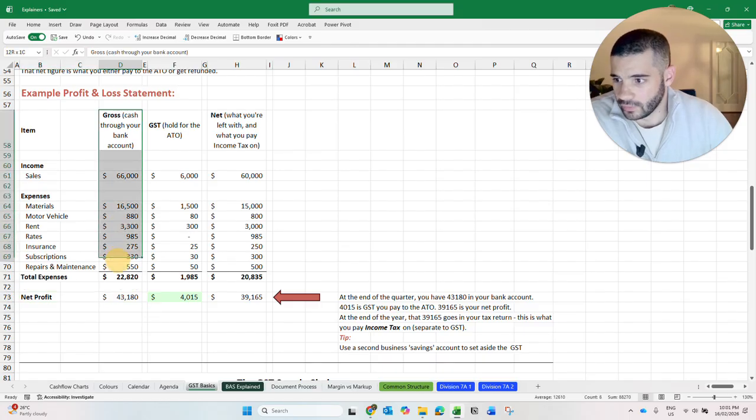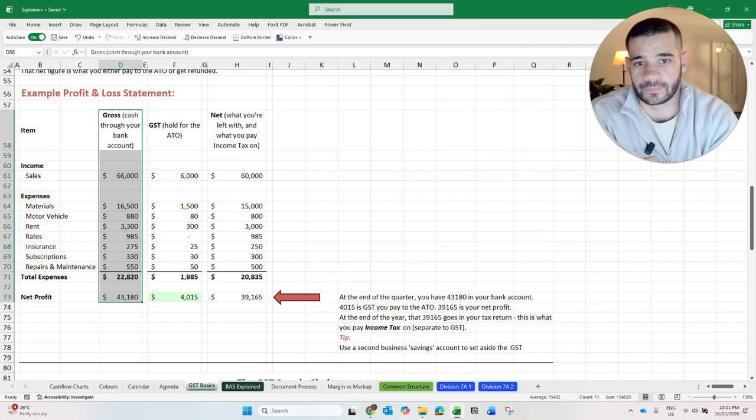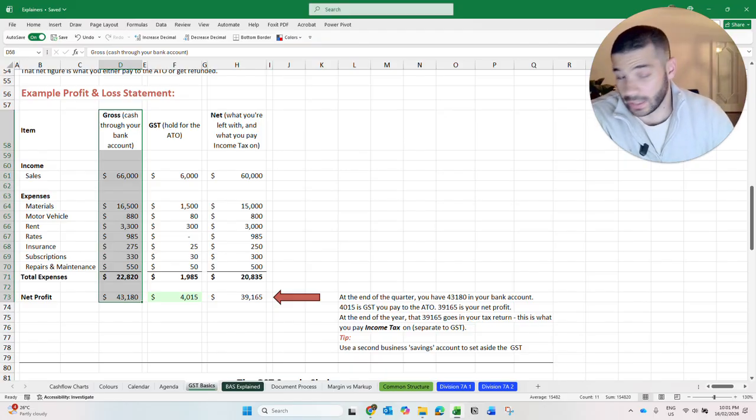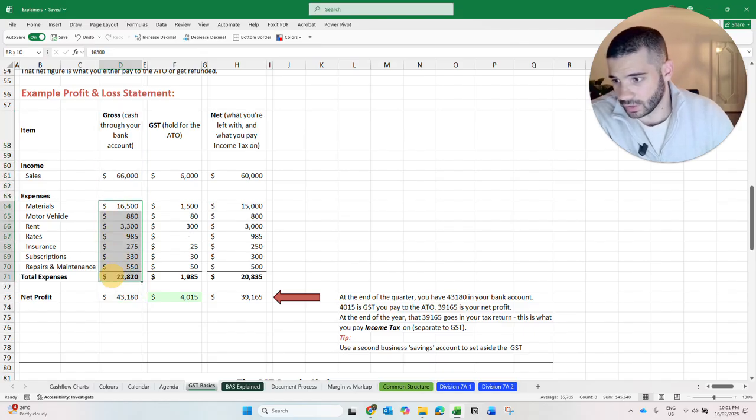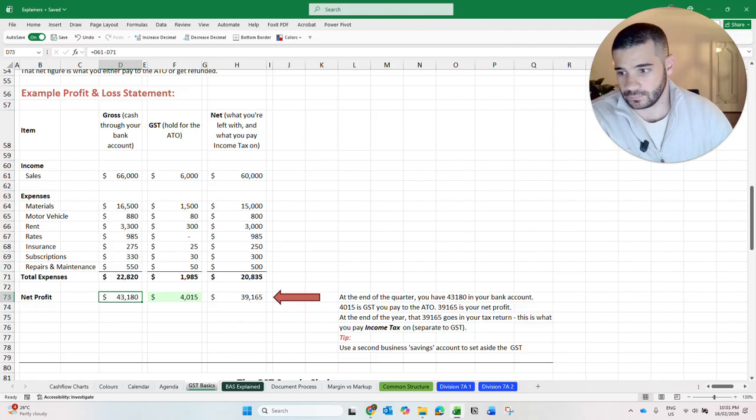Now, this column here, this is our gross amount, and the way to think about this is the cash that passes through your bank account. Your customers pay you $66,000, and you pay your suppliers all of these gross amounts here. So at the end of the quarter, we're left with $43,000 in our bank account, but it's not all ours. Some of it is GST.